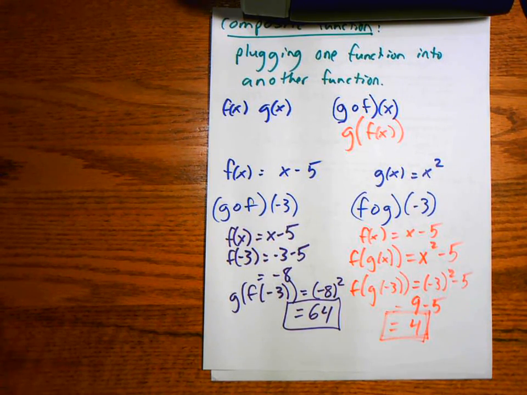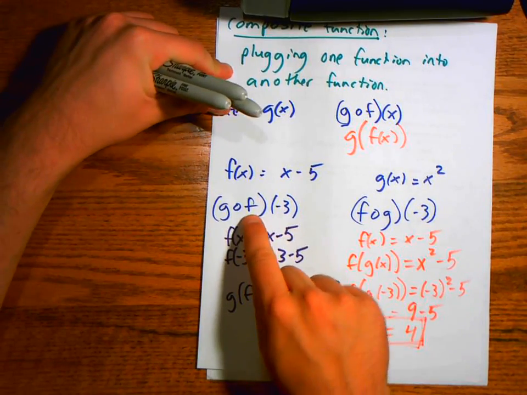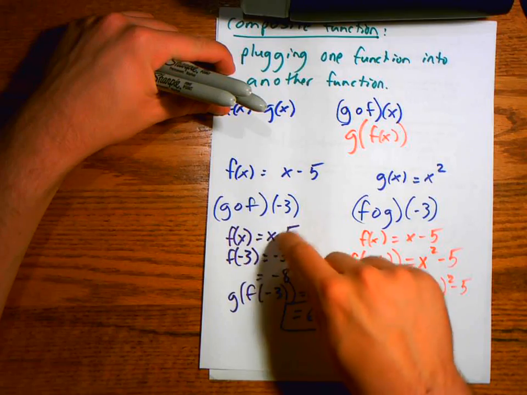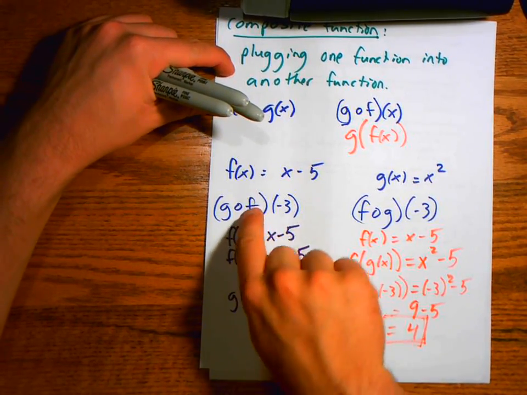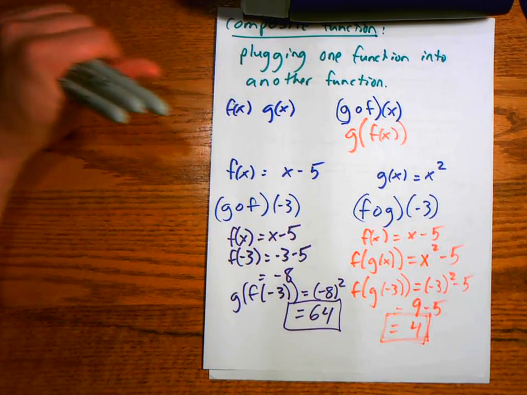But once you get the hang of it on seeing which one to plug in first, my always word of advice is whatever function you see last, that is what you plug into the one in the beginning. So in this example, we took f of x and plugged it into the g of x because f was the second one mentioned. Then in this one, g was the second one mentioned, so we plugged it into our f.